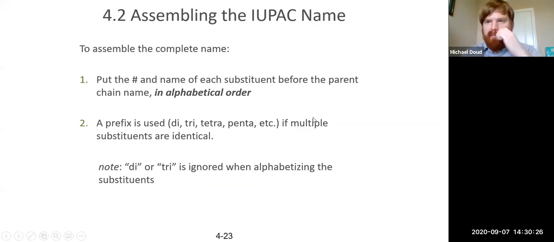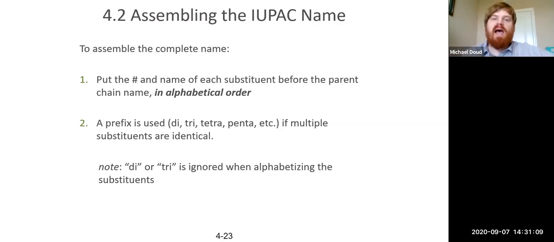Okay, so now we've got our parent chain, we've got our substituents, and we've got our parent chain numbered. So now we're finally ready to put all the name together in one little name. So this is our nomenclature problem here. Here's what you do. You put the number and name of each substituent before the parent chain name in alphabetical order. If you have multiple substituents that are identical, so if you have multiple methyl groups, for example, let's say we have 3 methyl groups on the same one, you bring those methyl groups all together and that becomes trimethyl.